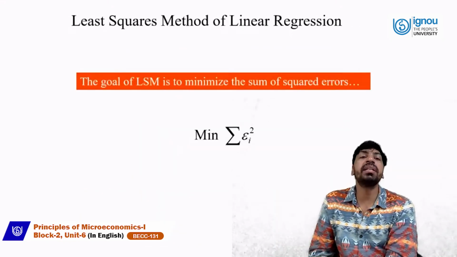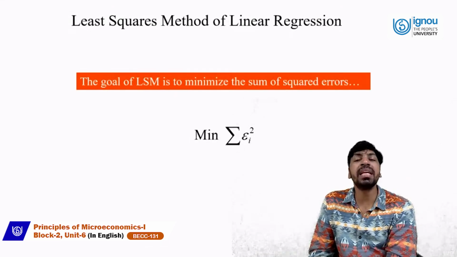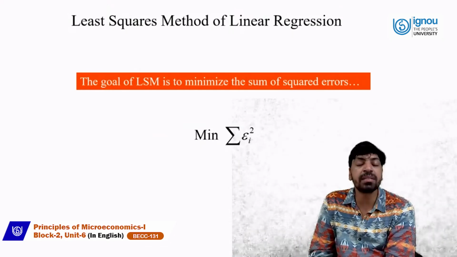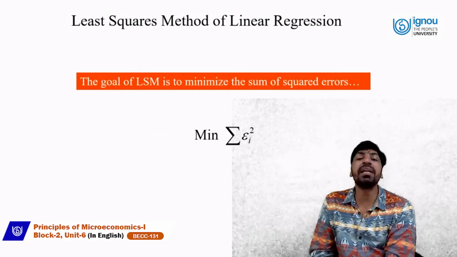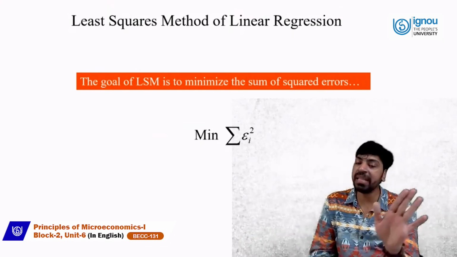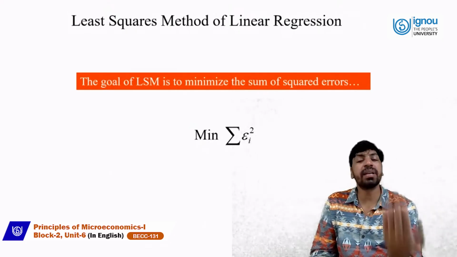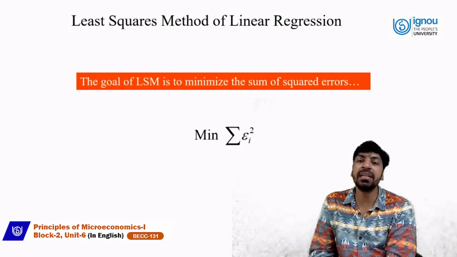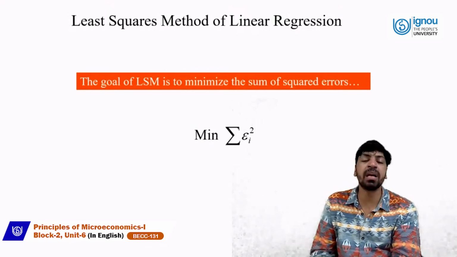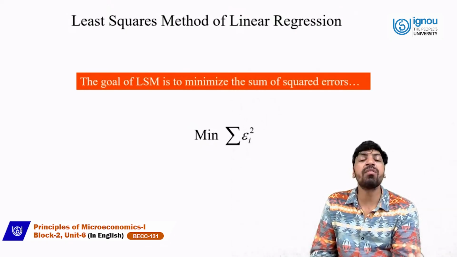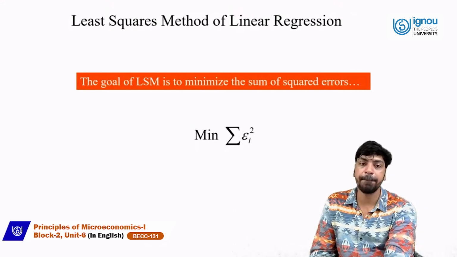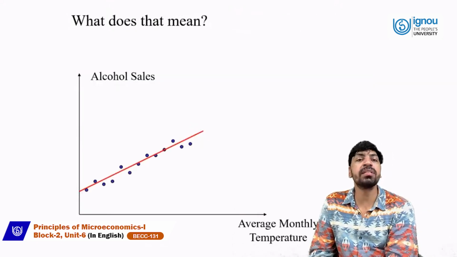Now we talk about the least square method of linear regression. The main purpose of the least square method is to minimize the sum of squared errors. So whatever error has been estimated, just square it, and that's called the least square method of linear regression. If the value of error is 0.2, just square it, and you will get the least square method of linear regression. This is the same example.